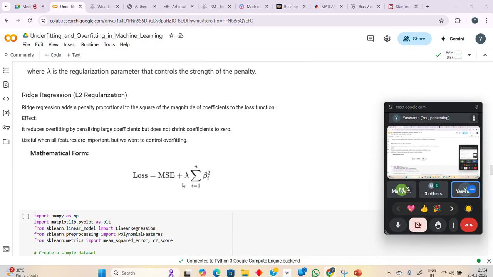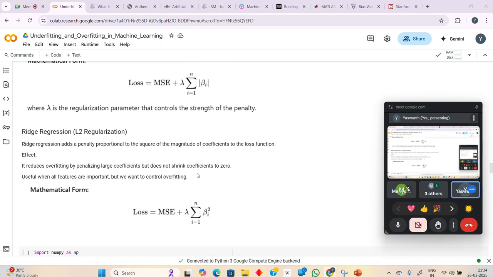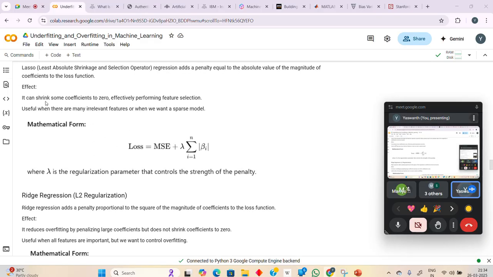And ridge regression means this is the formula. Here we will add a square. That is the only difference between these two. In lasso, it is the modulus of beta i. Beta means coefficients, you know, right? Here we will add a square of those coefficients. That is the extra penalty that we are adding. Ridge reduces overfitting by penalizing the large coefficients, but does not shrink all the coefficients to zero. But in lasso, it will shrink some of the coefficients to zero. Got it?